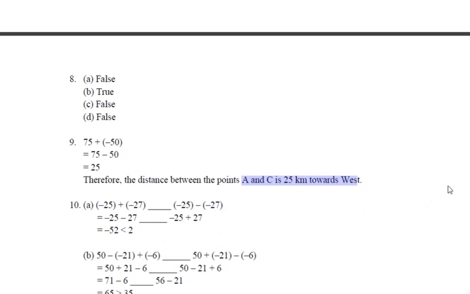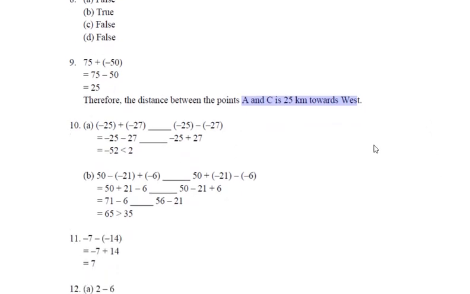Now question number 10. It has two parts, 10A and B. You have to insert a sign, be it equals to, or less than, or more than. Without doing the calculation, we cannot simply include the sign. So what we have to do is first calculate. So minus 25, now open the bracket, plus into minus, it will be minus 27.